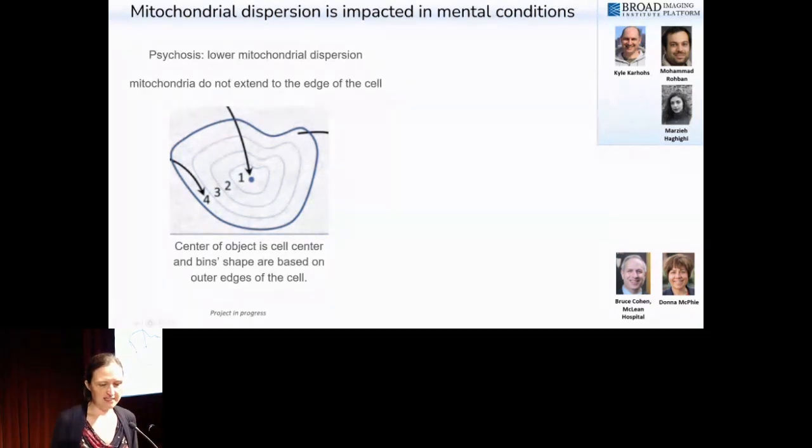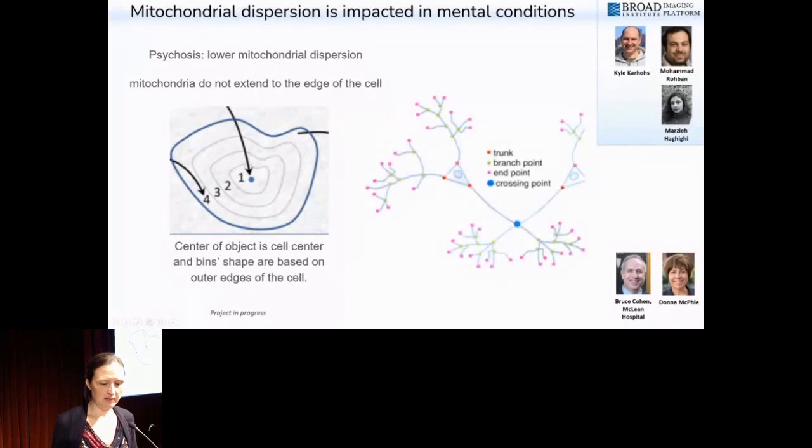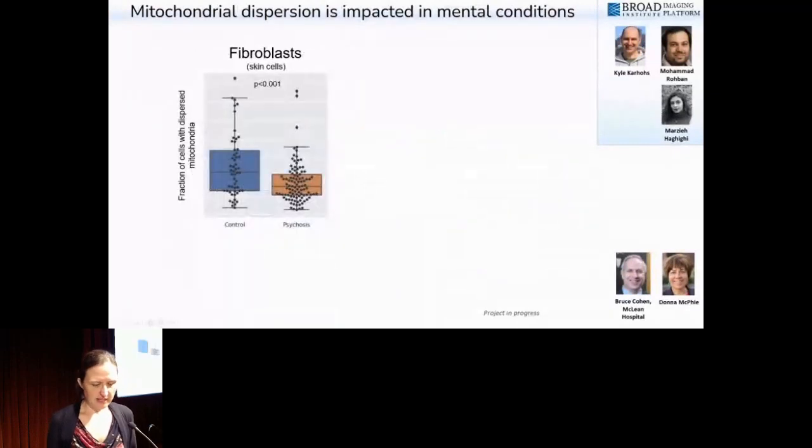But what's interesting is if you think about mitochondria extending from the edge of the cell, maybe a skin cell doesn't care too much where its mitochondria are, but a neuron, of course, cares very much more where the mitochondria end up in terms of being able to metabolize and produce energy far away from the nucleus. So we think that's what's going on. Here's the actual data. This is what the data looks like for the patients with psychosis versus controls.